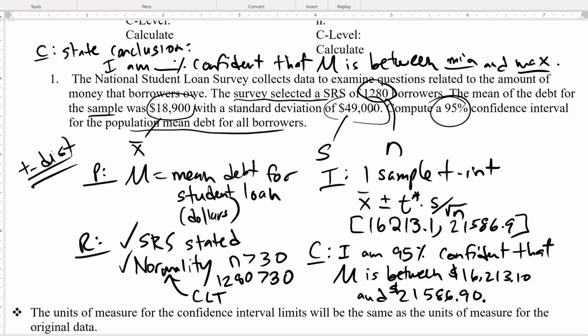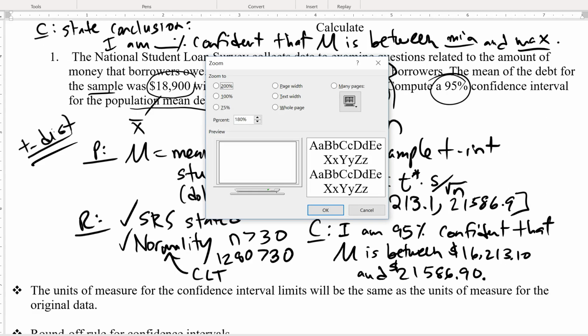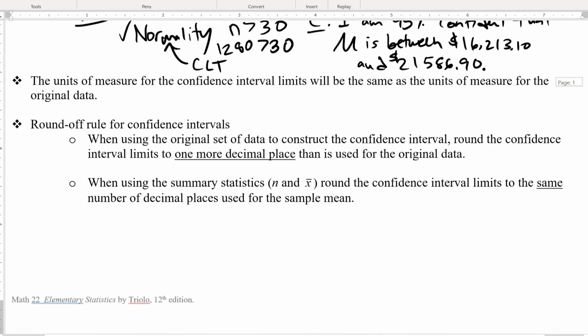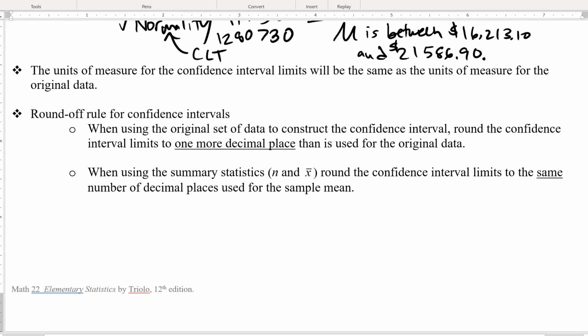Okay, and that's it. Like I said, it really isn't that hard. The more we practice it, the easier it's going to be. And the calculator will do a lot of this heavy lifting for us. So let's go ahead and keep going on these. Make sure that, like I discussed, we discuss the units of measure somewhere, and that it'll be the same as the original data, but that needs to be stated.